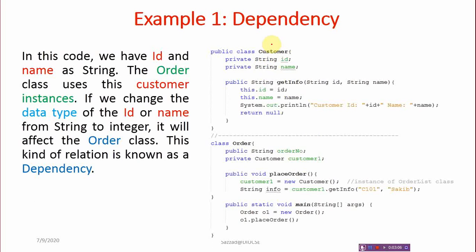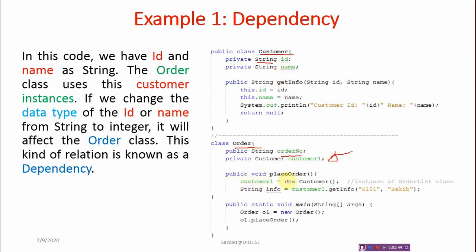Okay, so in the coding example, you can see this one is our customer class and this one is our order class. In the customer class there are two attributes. One is ID and the other is name, both declared as strings. Then in the order class there is first of all the order number, and then this one is a reference variable. We are creating a reference variable of the customer class because an order cannot be placed without a customer.